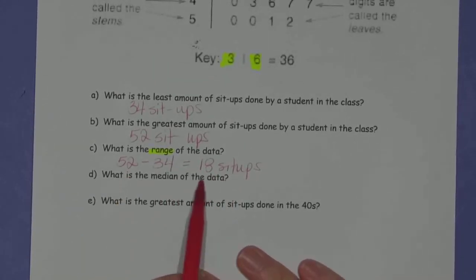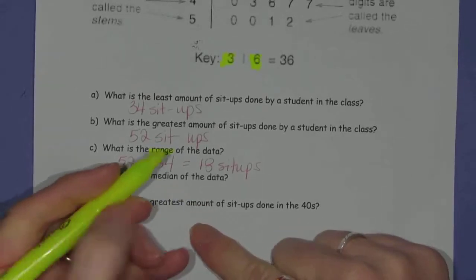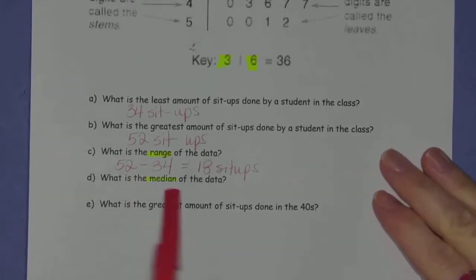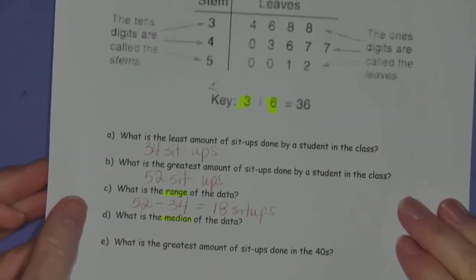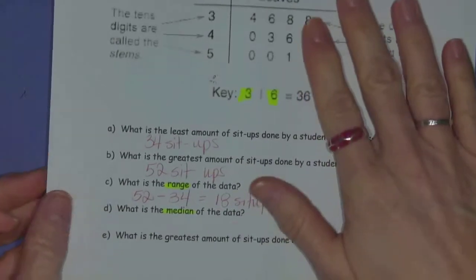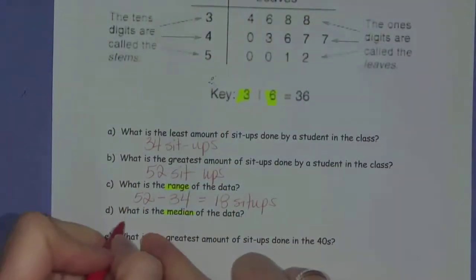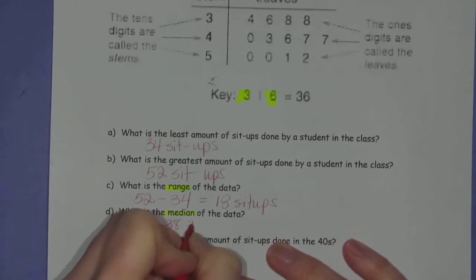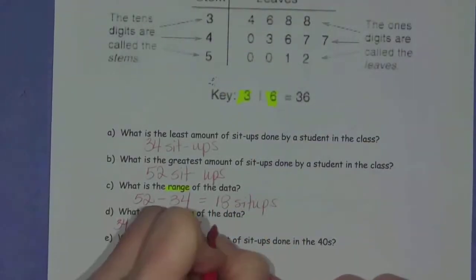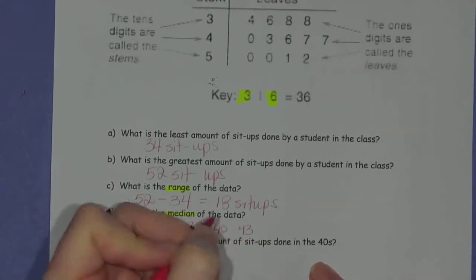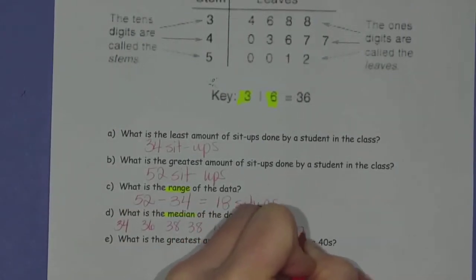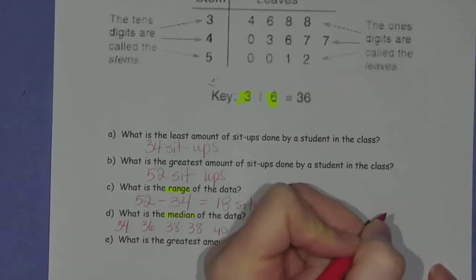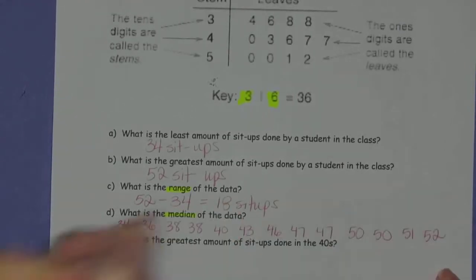All right, what is the median of the data? Well, we know how to find a median, but in order to count to the middle of our data set, we have to write out our data in order from lowest to highest. So from this data table, I'm going to write these numbers down. So I'm going to write down 34, 36, 38, 38, 40, 43, 46, 47, 47, and then 50, 50, 51, and 52.